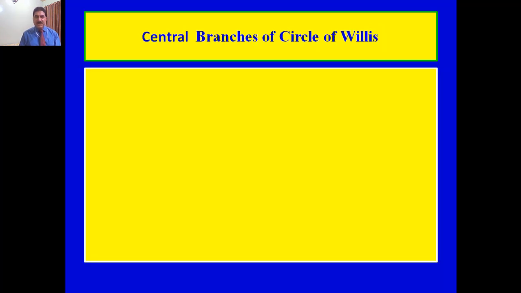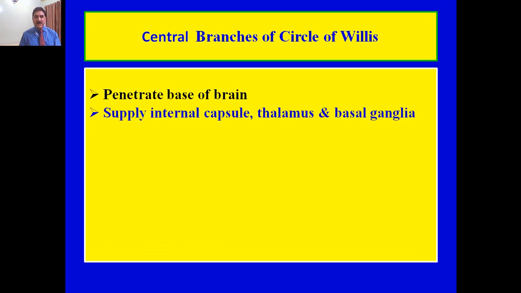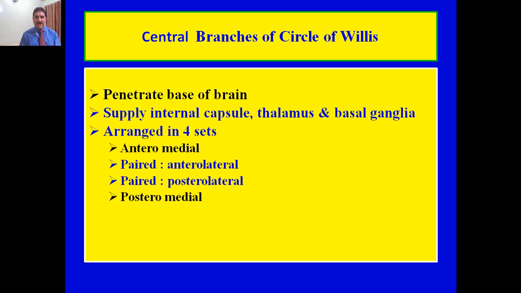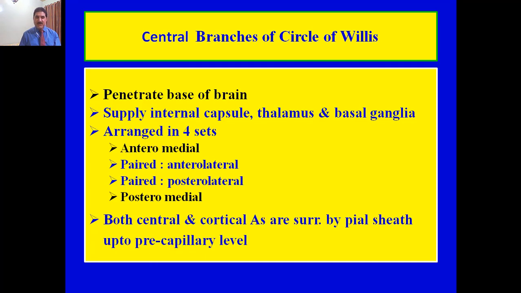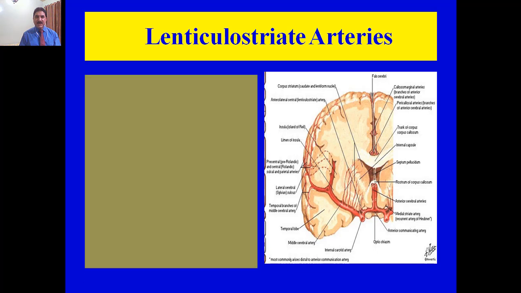Another type of branches given by the circle of Willis are called the central branches. These branches penetrate the base of the brain. They supply the internal capsule, thalamus, and basal ganglia. They are arranged in 4 sets: anteromedial, paired anterolateral, paired posterolateral, as is true of the cortical branches, and paired posteromedial branches. Both central and cortical arteries are surrounded by a pial sheath up to the precapillary level.